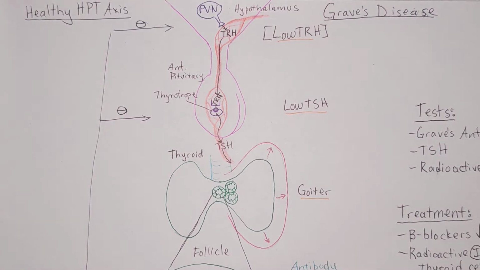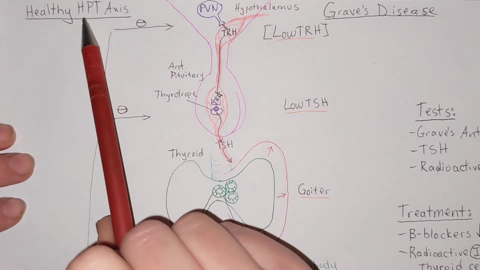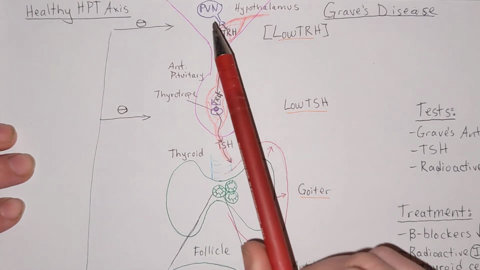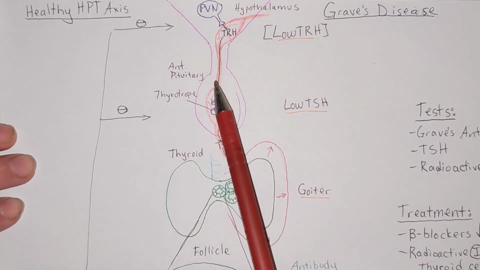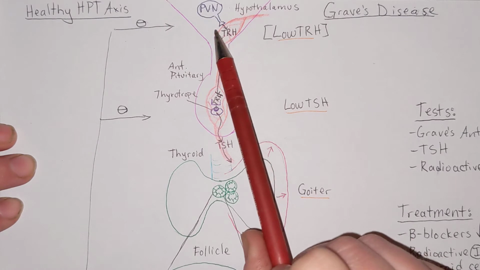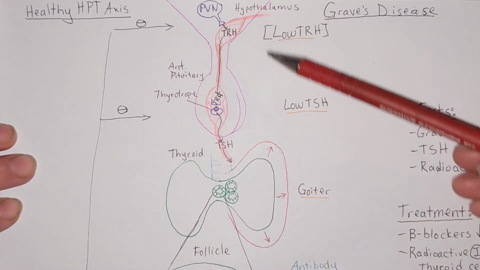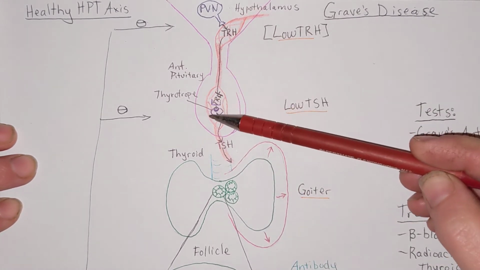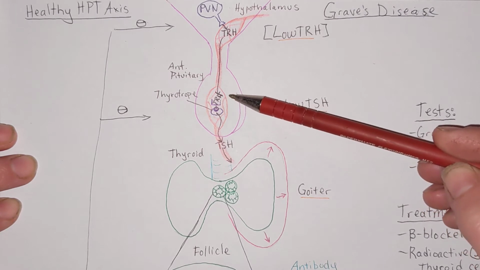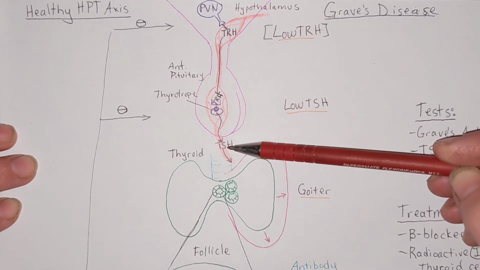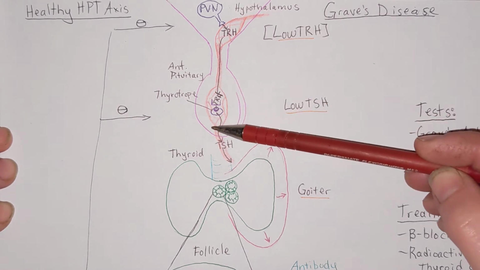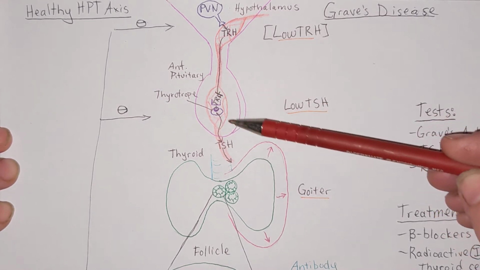In this video, I'm going to talk about Graves' disease, but before I do, I want to briefly go over a healthy hypothalamus pituitary thyroid axis. Here we can see neurons within the paraventricular nucleus of the hypothalamus releasing TRH into the first capillary bed of the portal system. TRH then binds to receptors on thyrotropes in the anterior pituitary, which is then triggered to release TSH, thyroid stimulating hormone, into the second capillary bed of the portal system.